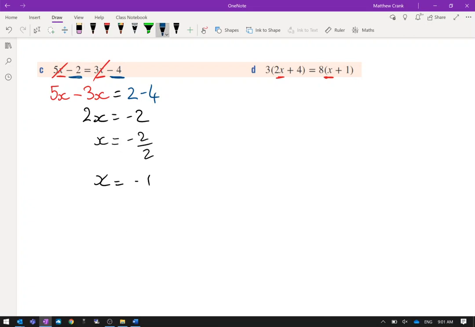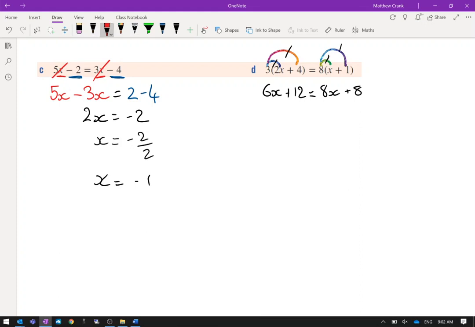So moving on to example D here, I've now got some brackets. And what I'm going to do is expand those brackets first with my rainbows. So let's go through that. 3 times 2x is going to be 6x. And 3 times 4 is going to be 12. So that's those two. Now on the right-hand side here, we've got 8 times x, which will be 8x, and 8 times 1 will be plus 8.